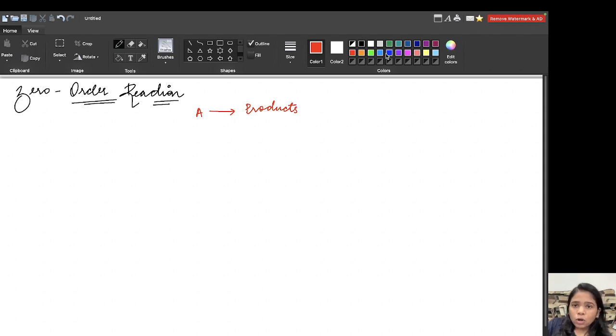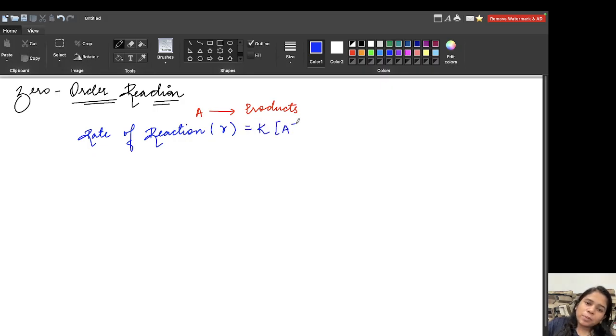Now here, what will be the rate of reaction? The rate of reaction R, that is your ROR, will be K A raised to the power 0. Why 0? Because it's a zero order reaction. What does it actually mean? That your concentration has no effect on your rate of reaction. So in this case, your rate will be equal to your K.